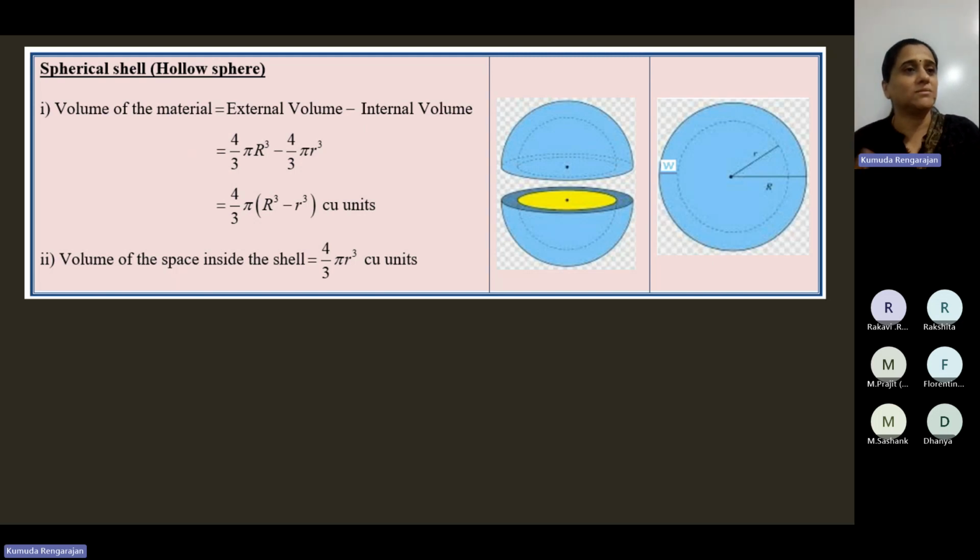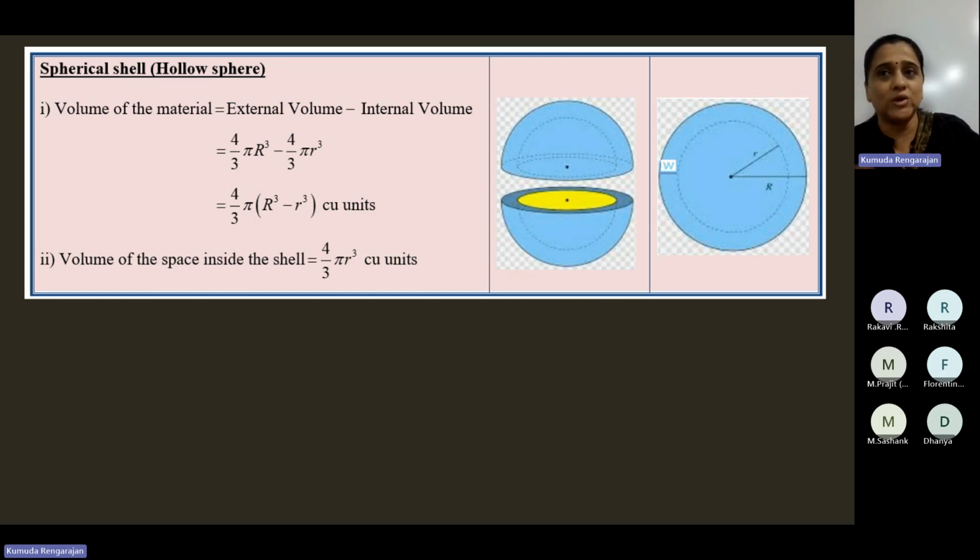A perfectly spherical coconut is an example of a spherical shell. Spherical shell meaning inside there's a spherical cavity. Then the volume of the material will be external volume minus internal volume: 4/3 pi capital R cubed minus 4/3 pi small r cubed.